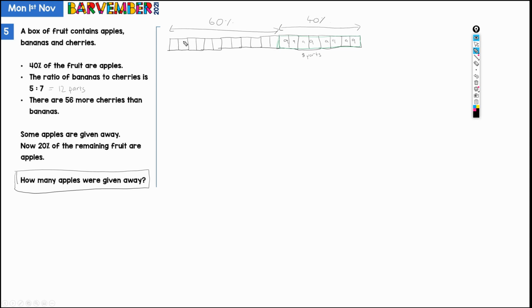And what do we have here? 1, 2, 3, 4, 5 bananas. And 1, 2, 3, 4, 5, 6, 7 cherries. Okay. So we could, if we wanted, we don't have to, because, as I said, we're normally doing this with just a pen and paper. That's our cherries.